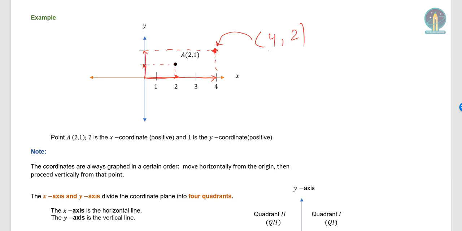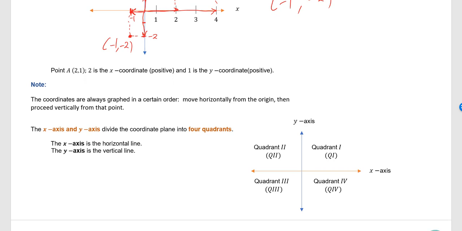How about (-1, -2)? So you will go to the negative side on x. This is -1. And then for y, you would go again towards the negative side, and this would be -2. So -1 and -2, and then you would again draw the intersection. So this is (-1, -2).